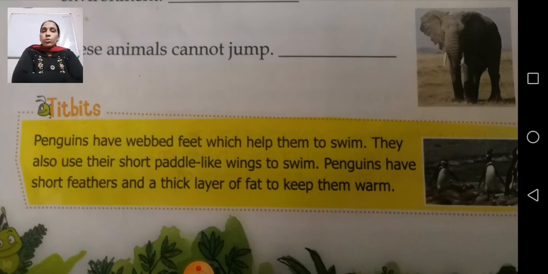Now they also use their short paddle, which is working like wings to swim. Now penguins have short feathers and a thick layer of fat to keep them warm.